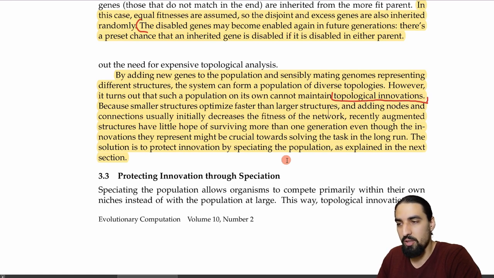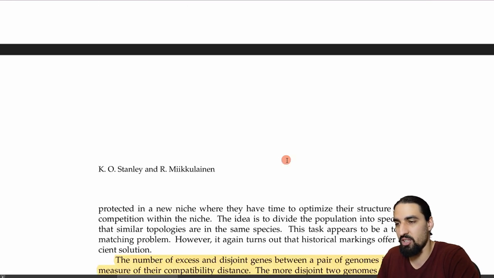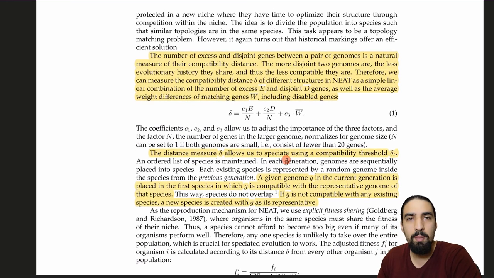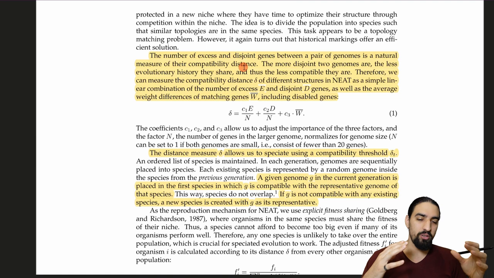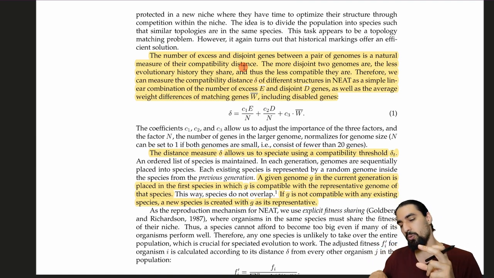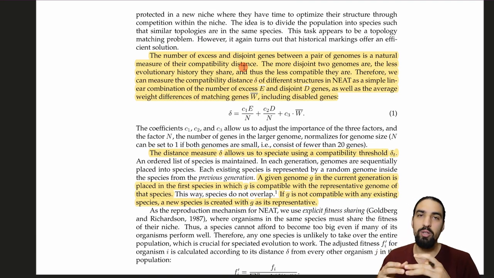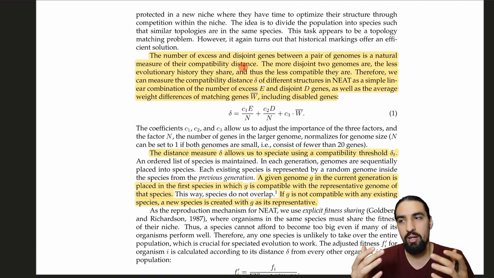The solution is to protect innovation by speciating the population, as explained in the next section. And this is the most important part of the paper, probably. I mean, it's one of the most important details, so let's dig a bit deeper. So let's see how they discriminate, how they separate a new neural network, a new offspring, into a species. How do they assign a species to that particular neural network?